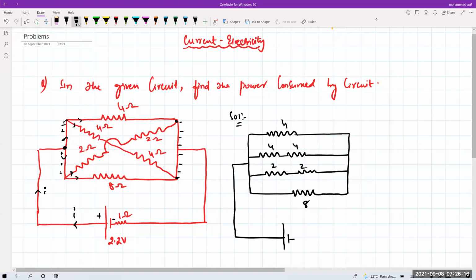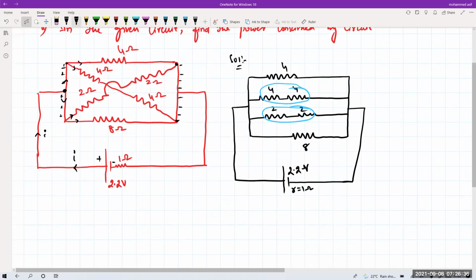This is a positive terminal and negative terminal with internal resistance associated with it. So this has an EMF of how much? 2.2 volts, and the internal resistance is 1 ohm. Now, this 2 and 2 will be in which combination? This 4 and 4 will be in series. This 2 and 2 will also be in series. That means the effective resistance will become how much?